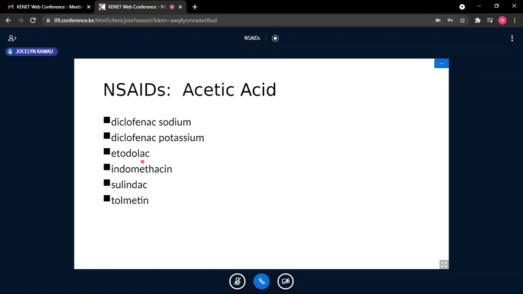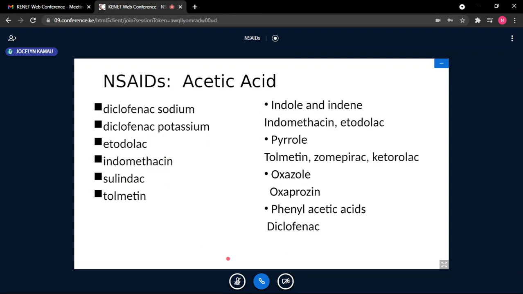I think we have seen, I've shown you acetic acid derivatives. We have looked at the structure of indomethacin, and you have seen it is indeed an acetic acid. And all we are saying is that the acetic acid derivatives can further be divided into classes. We have what we call the indo and indene derivatives. Indo, an example is indomethacin. Indene, an example is sulindac.